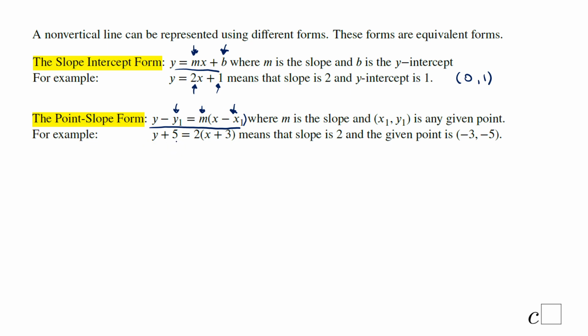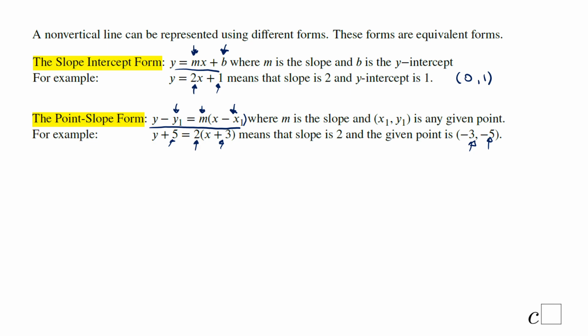For example, here we have y plus 5 equals 2 times x plus 3. We know the slope is 2, and for the point, be careful, you have to make it negative here, right? Because it's y minus y1. So that will be negative 5, you see it here. And the same thing here, the positive 3 becomes negative 3. Be very, very careful of these things.